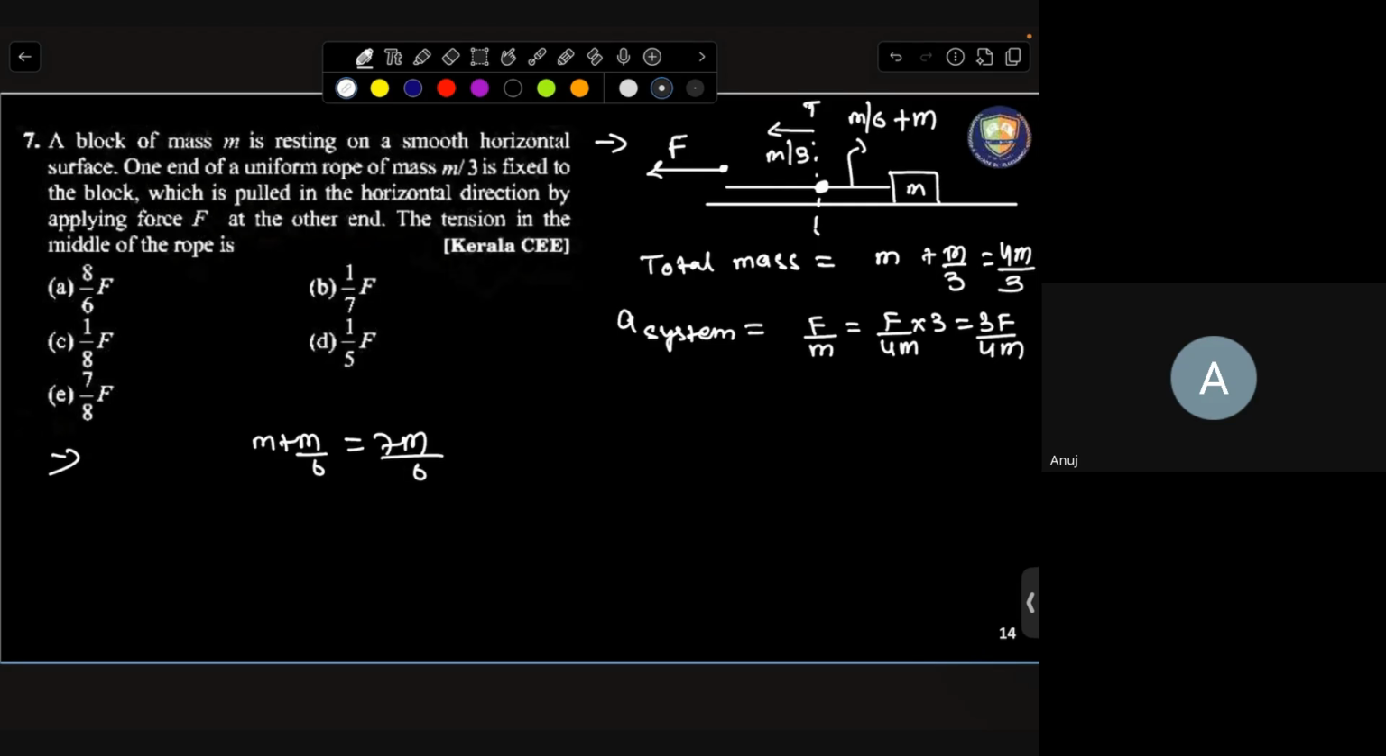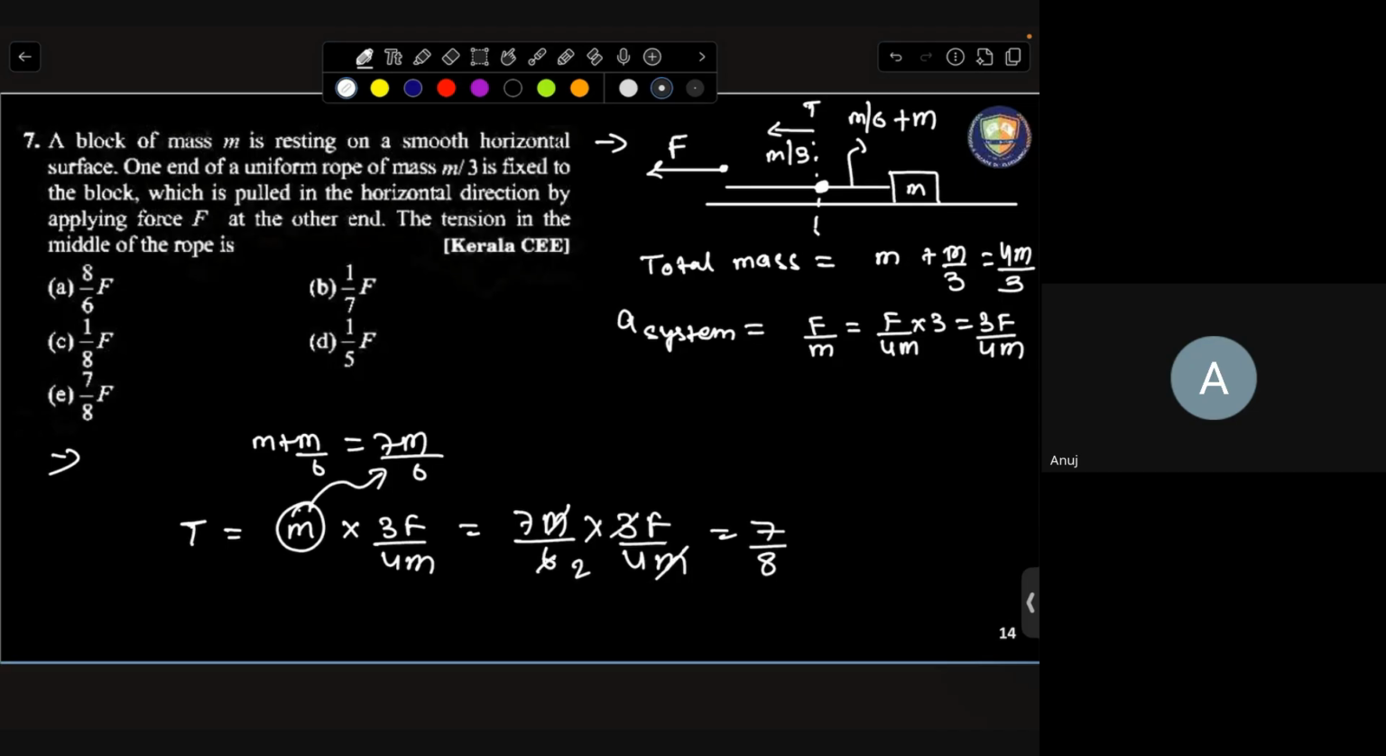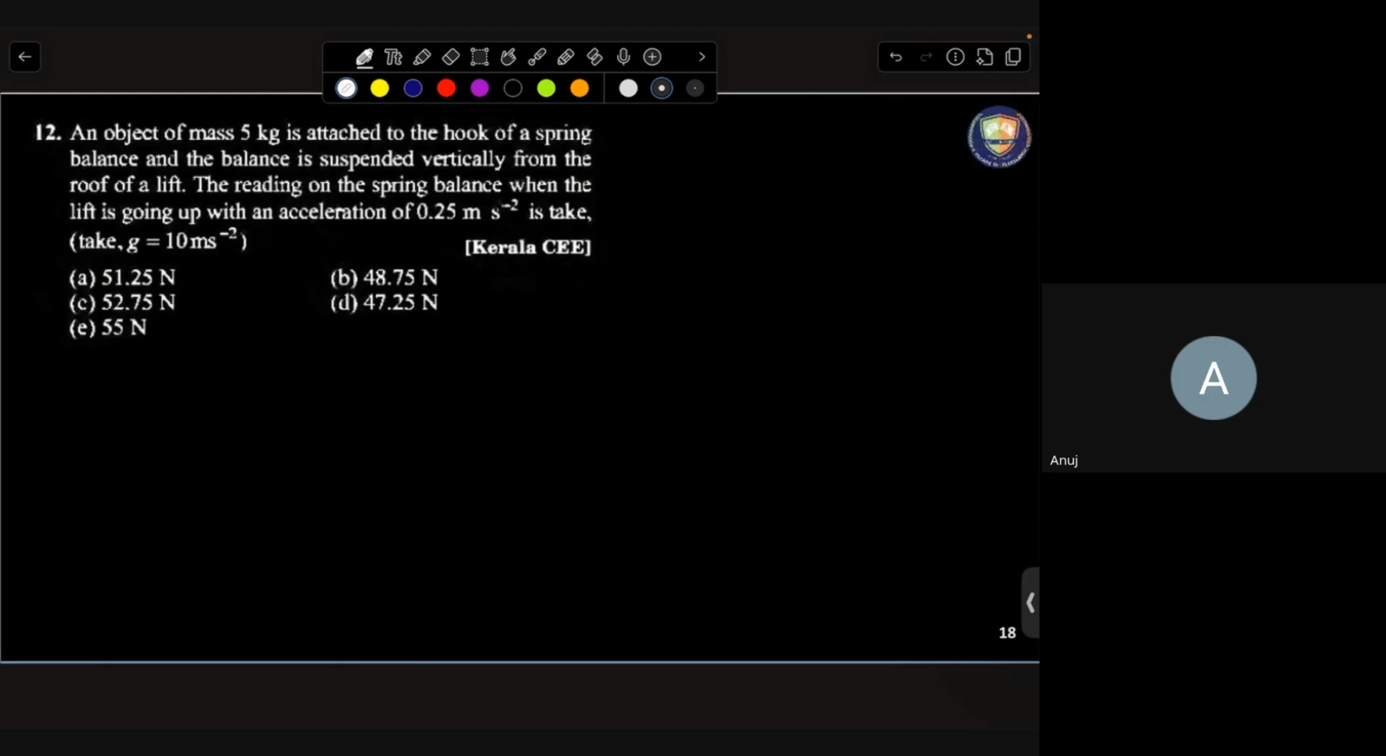And what is pulling this mass? Tension T is pulling the mass with acceleration A. A we know is 3F by 4m. So you can say T equals 7m by 6 into 3F by 4m. So m will get cancelled, and 3 over 6 is 1 over 2, so 7 by 8 F is the answer. I hope you understood this question. Let's see the next one.